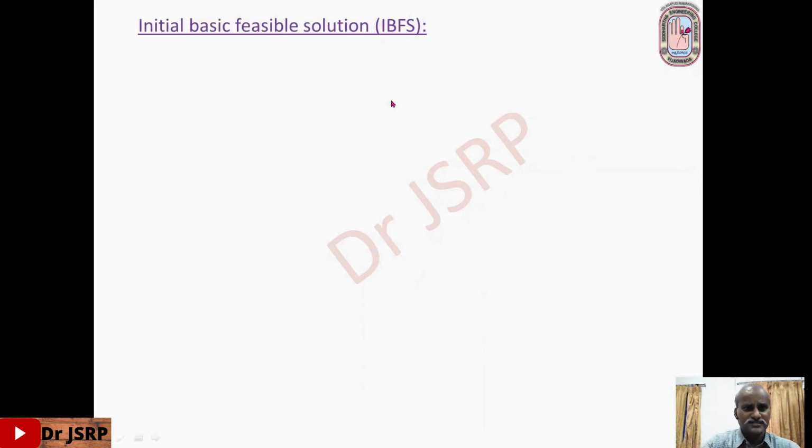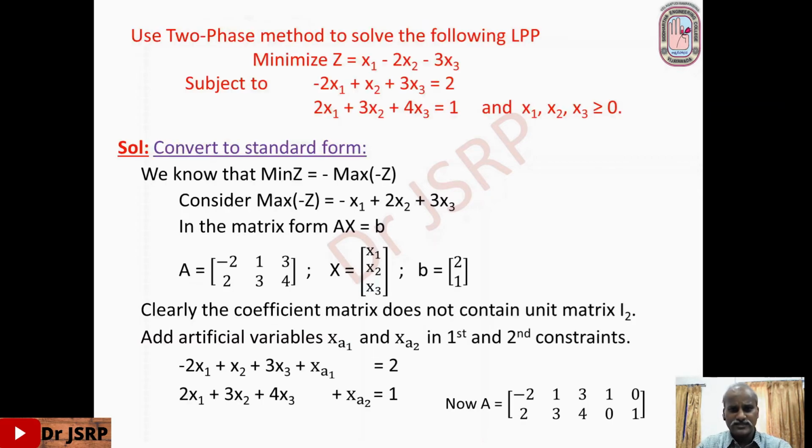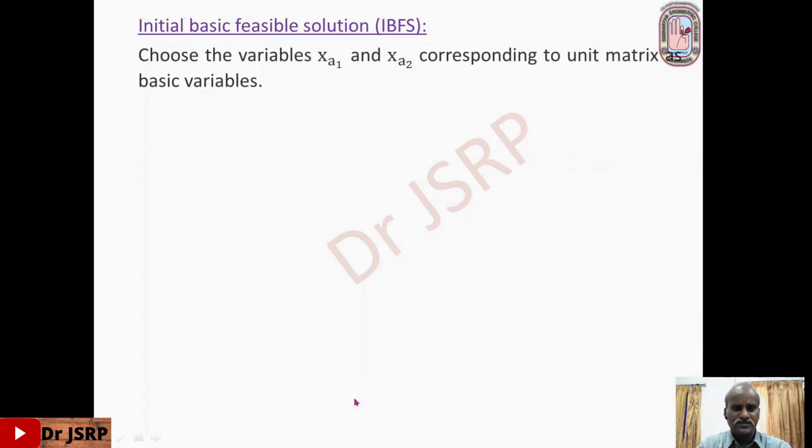How do we find the initial basic feasible solution? We select the variables corresponding to the unit matrix as basic variables. Clearly, the variables corresponding to the unit matrix are the artificial variables xa1 and xa2. So we choose artificial variables xa1, xa2 as basic variables. Then the initial basic feasible solution is xB equal to B inverse b. Here B is the coefficient matrix of these basic variables, that is unit matrix I2, inverse b. I2 inverse is I2, so unit matrix into b gives b.